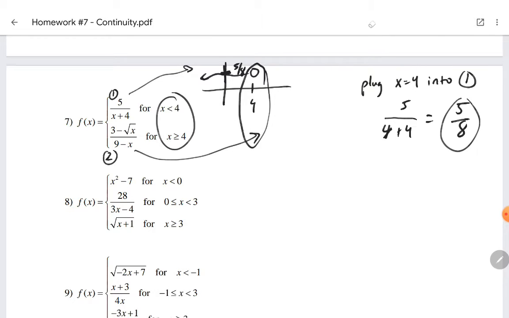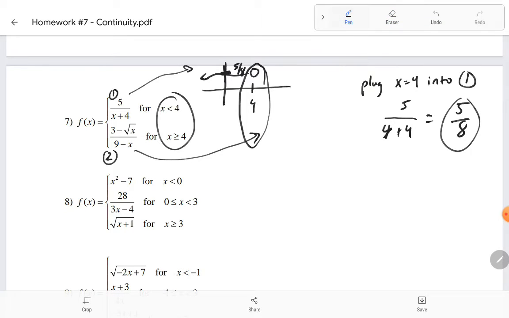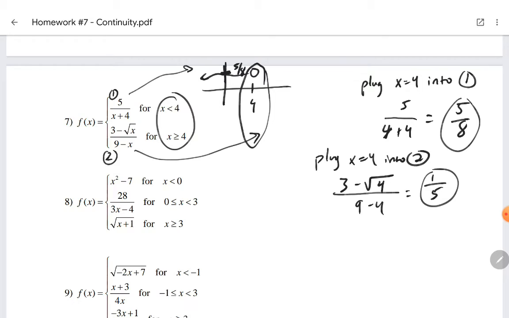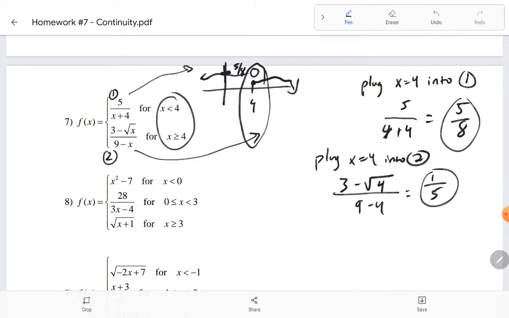So let me erase that for a second so we get a better picture here. So here we go. I'm going to now plug x equals 4 into the second equation. I get 3 minus square root of 4 all over 9 minus 4. And this is 3 minus 2, which is 1, and 9 minus 4, which is 5. So this one's at 1/5, so it's somewhere like here, and it does its thing to the right. And now we can clearly see that this is a jump discontinuity.